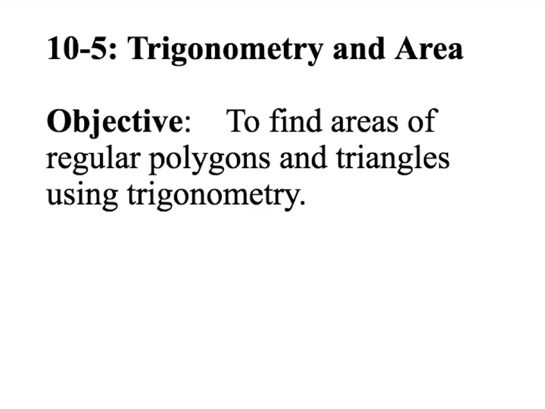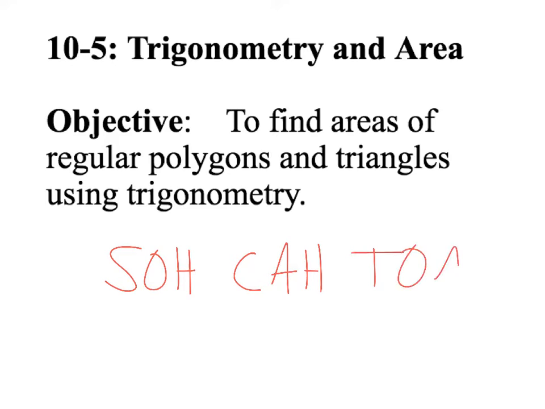Welcome to Lesson 10.5. We're going to be talking about how to find the areas of regular polygons and triangles using trigonometry. Now, the big thing we're going to have to remember, everybody's favorite acronym, SOHCAHTOA. If you remember what these three things mean, you will do just fine in this section. If you don't, you might want to revisit the previous lessons where we talked about this so you can refresh your memory.